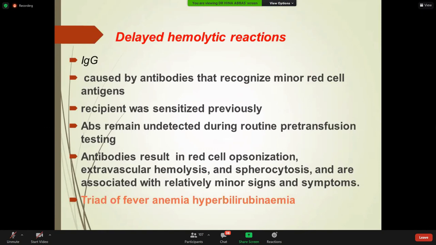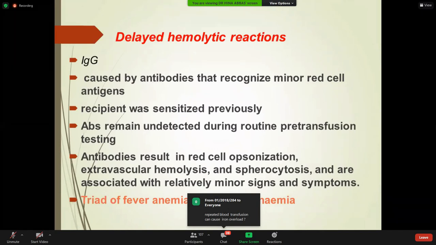For example, the recipient is Duffy or Kidd deficient, and you transfuse the patient with Kidd antigen-containing red blood cells. The patient would develop anti-Kidd antibody. Again, you transfuse some Kidd positive blood. What would happen?